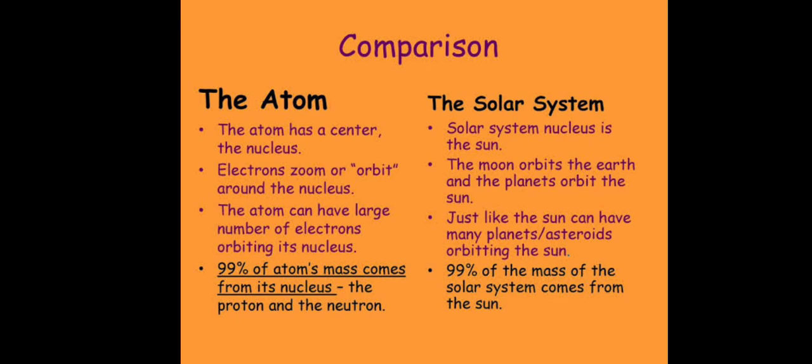So what are the comparison and the similarities? The atom and the solar system have the same center. We can represent the sun as the center part, and electrons orbit around the nucleus as the planets orbit around the sun. The atom can have a large number of electrons just like the sun has many planets, and 99% of the atom's mass comes from its nucleus in the center. Similarly, the solar system's mass also comes from the sun in the center.